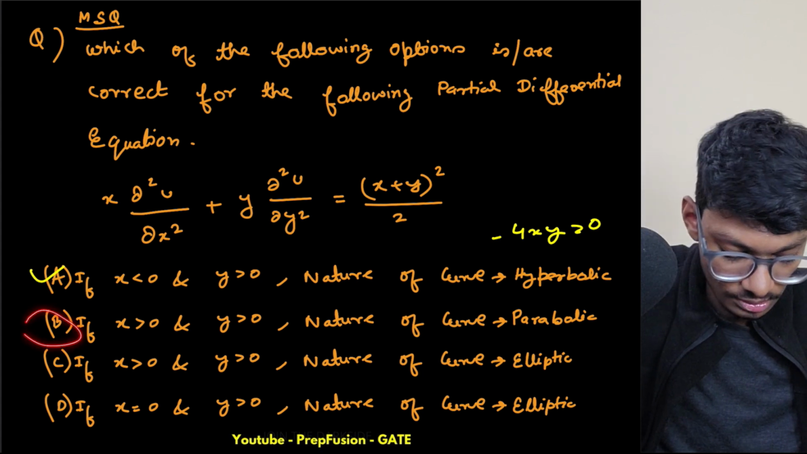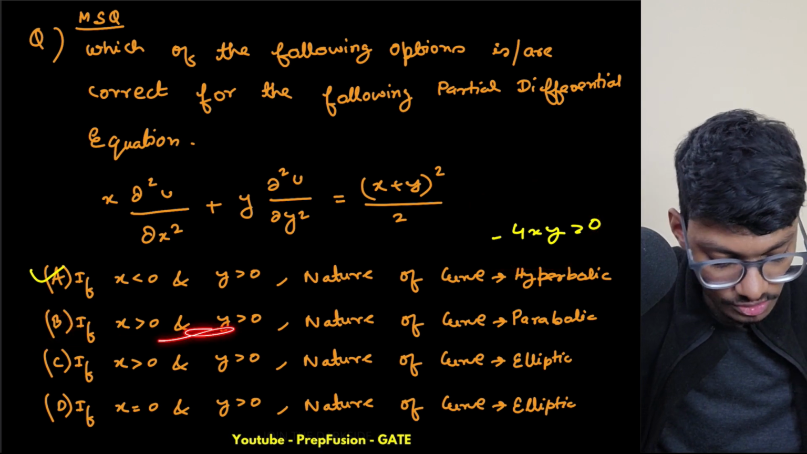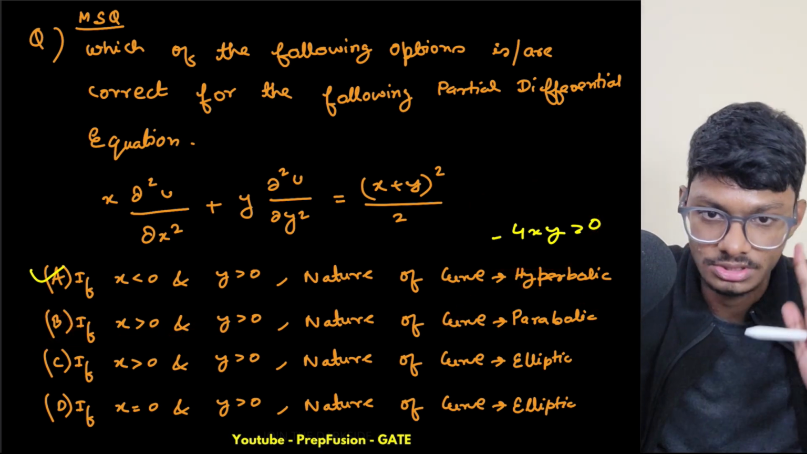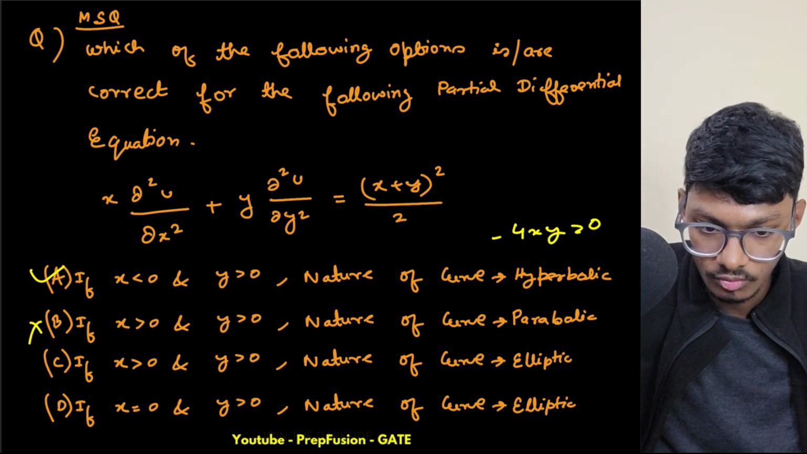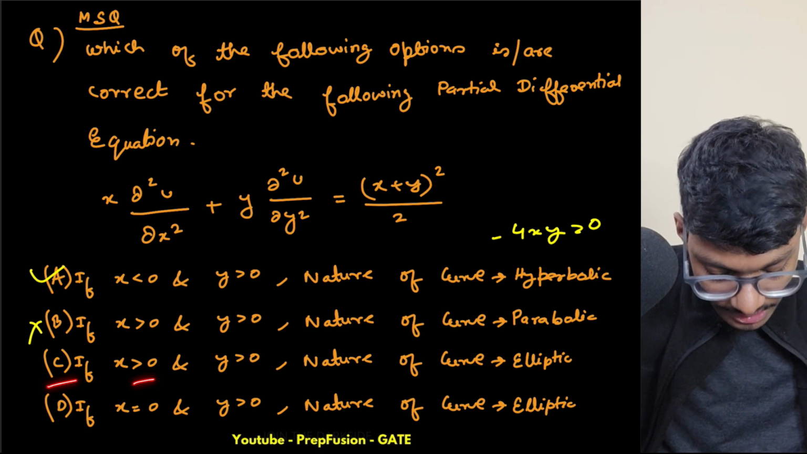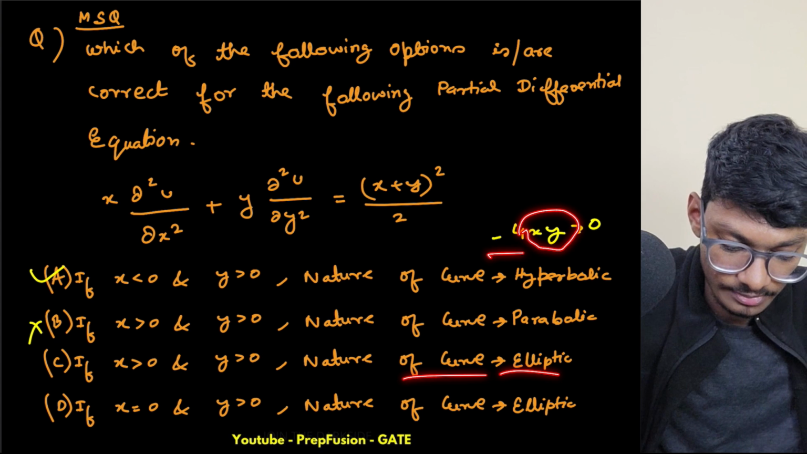Now what about my b option? Again, both of them are positive, that means overall they will be negative. Okay, and they are not equal to 0, so obviously parabolic isn't an option because it needs to be equal to 0, so parabolic won't happen. Now if x is greater than 0 and y greater than 0, the nature of the curve is elliptical. Yes, both of them are positive, that means overall it is negative.